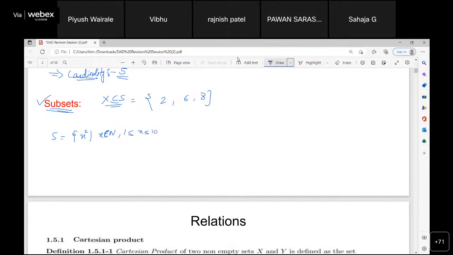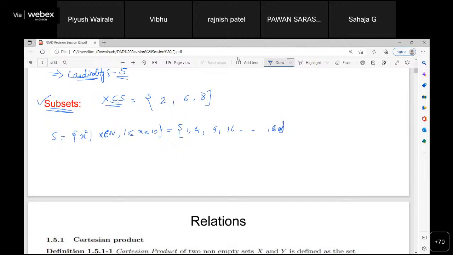Can you tell me what the values of this particular set comprehension are? 1, 4, 9, 16, 25 — the squares of integers, 1, 4, 9, 16 like this, till 100. x is between 1 and 10, right?